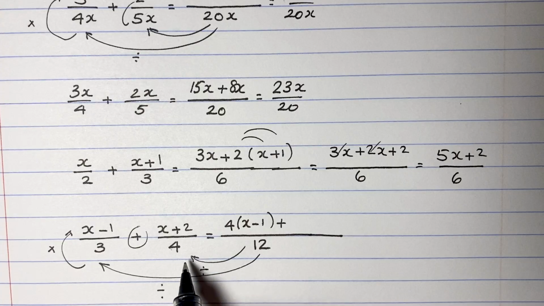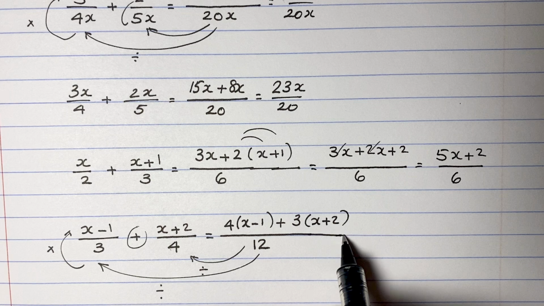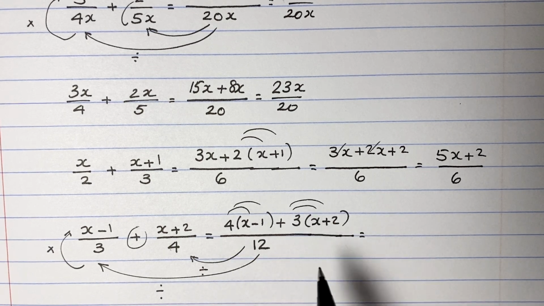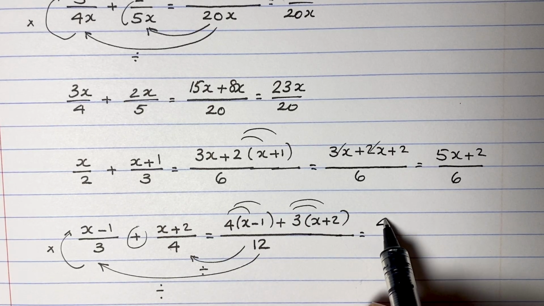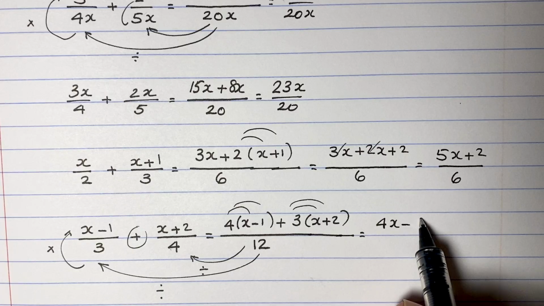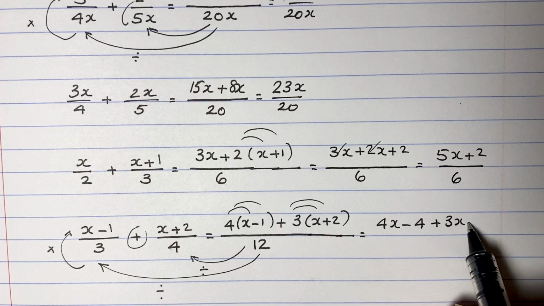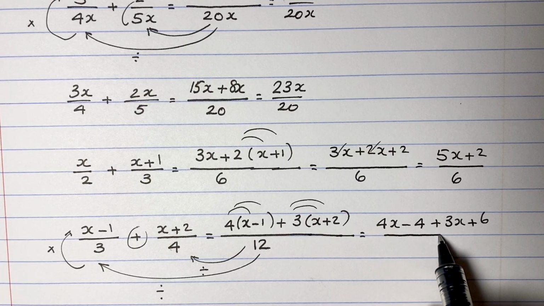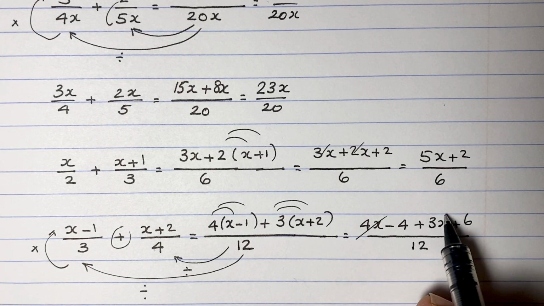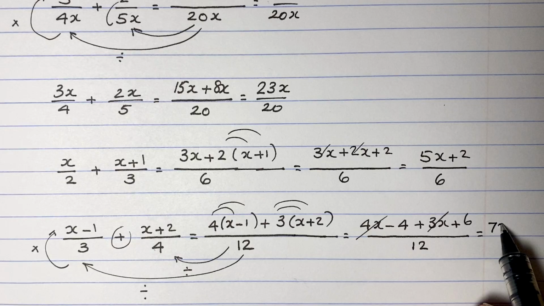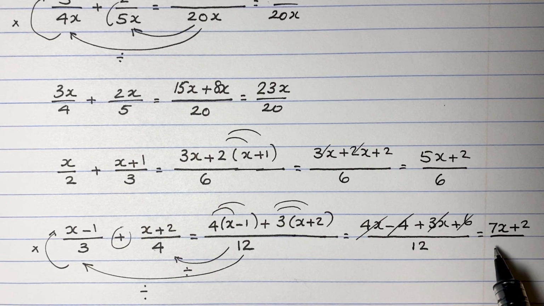12 divided by 4 is 3. 3 times the top, 3 lots of x plus 2. We need to simplify by expanding the bracket and collecting like terms. 4 times x is 4x. 4 times minus 1 is minus 4. Plus 3 times x is plus 3x. And plus 3 times plus 2 is plus 6. Over 12. Simplifying, 4x plus 3x is 7x. Minus 4 plus 6 is plus 2. Over 12.